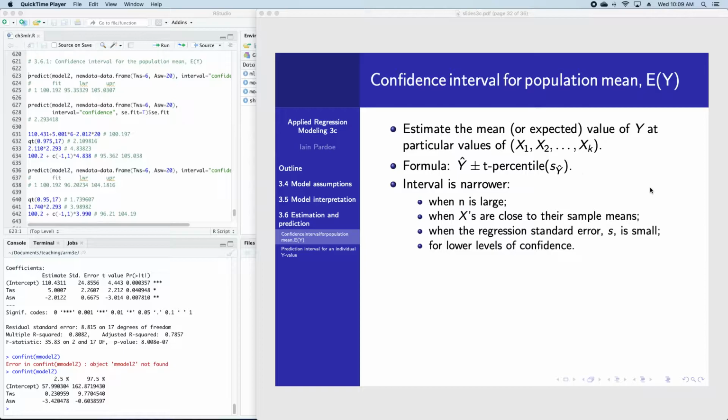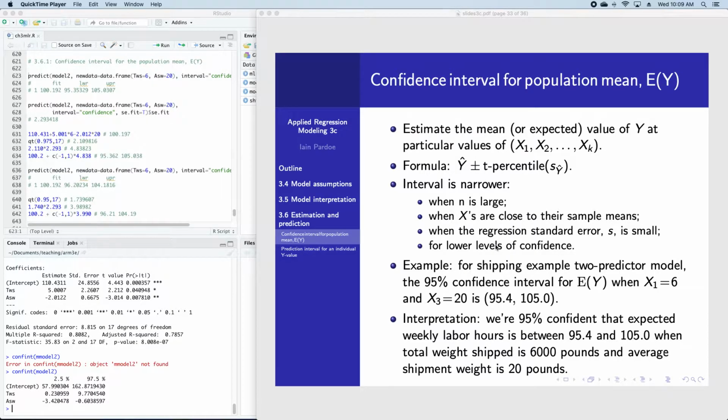A couple of things to note though before we do that: a confidence interval will be narrower when we've got a large sample size, when the particular values of x that we're predicting at are close to their sample means, when the regression standard error s is small, and for lower levels of confidence. So all else being equal, a 90% confidence interval is narrower than a 95% confidence interval.